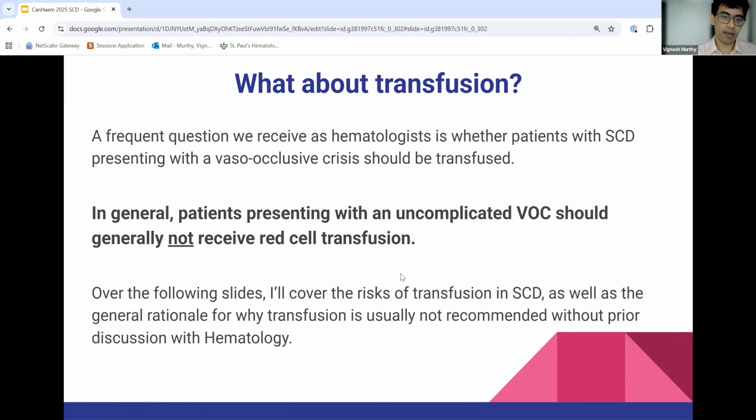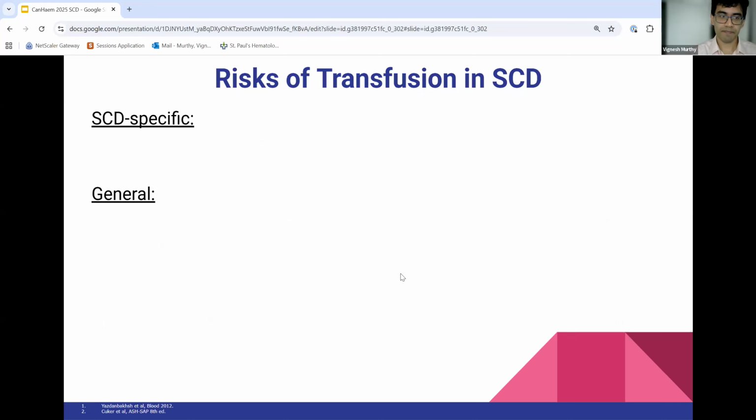And this is sort of a side point. I didn't highlight it in the agenda, but I will spend a few slides talking about transfusion. So a frequent question that we receive as hematologists is whether these patients, when they're presenting with a VOC, can or should be transfused. The short answer is no. Patients presenting with an uncomplicated vaso-occlusive crisis in general should not receive red cell transfusion, but I'm going to go into why that is, the risks for transfusion in sickle cell disease, and the rationale for why we usually don't recommend it, especially without discussion with hematology beforehand.